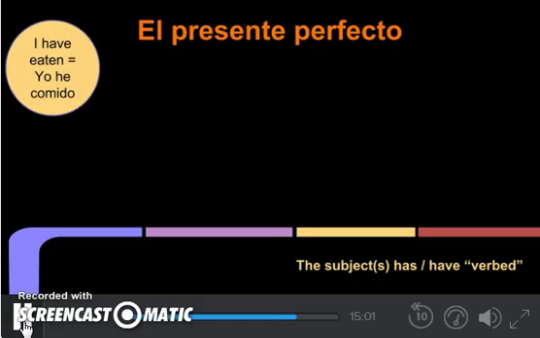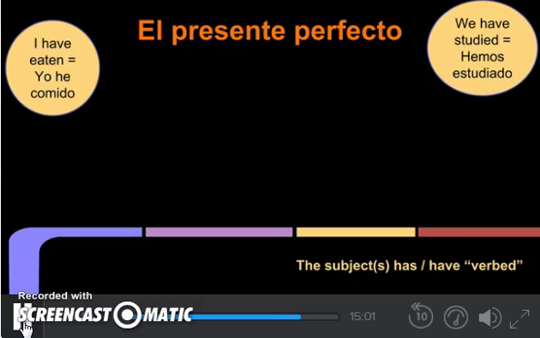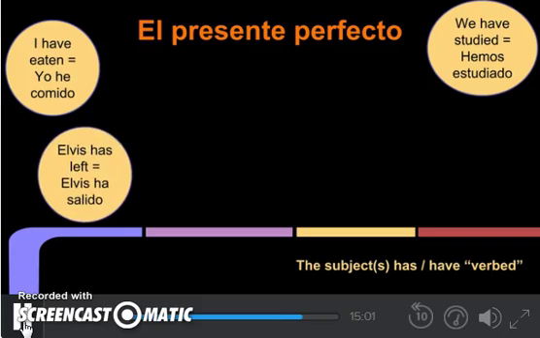So I have eaten. Yo he comido. Then it's just putting puzzle pieces together. The yo form of haber plus the participle for comer. I have eaten. Yo he comido. So that is the present perfect of the verb comer. Here we have the present perfect of the verb estudiar. We have studied. Hemos estudiado. Here we have the present perfect of the verb salir. Elvis has left. Elvis ha salido.